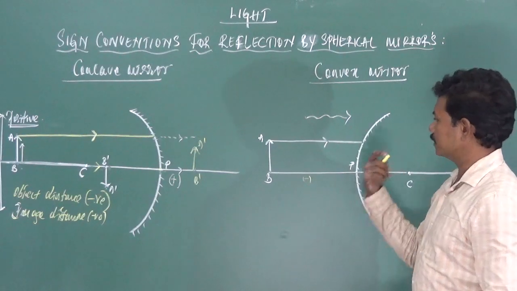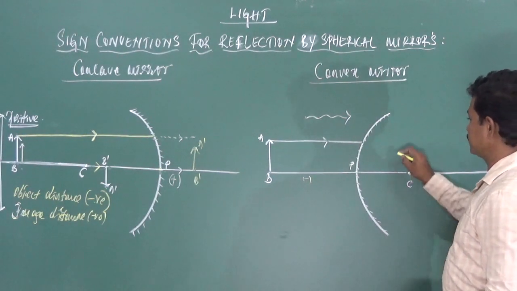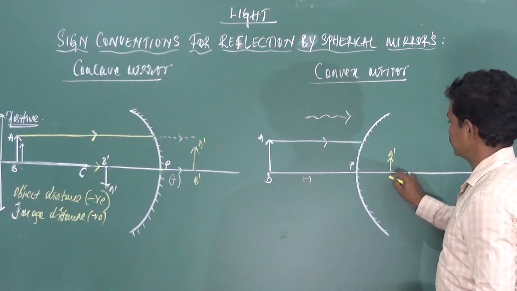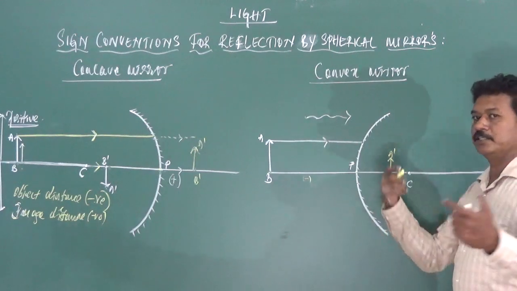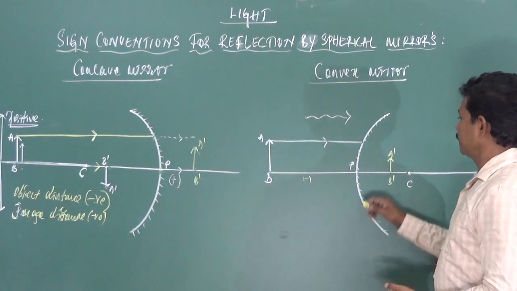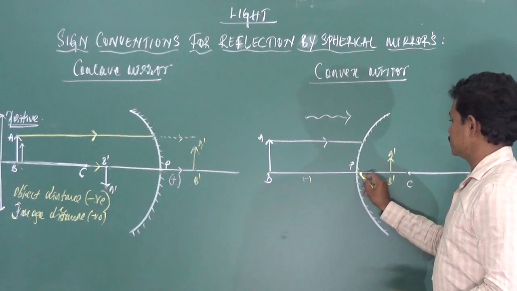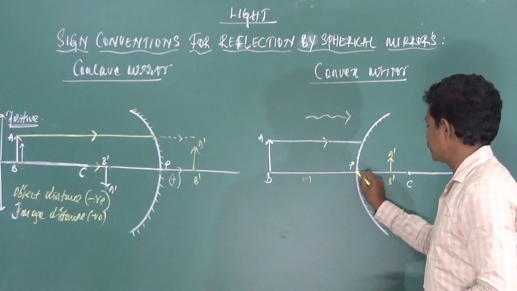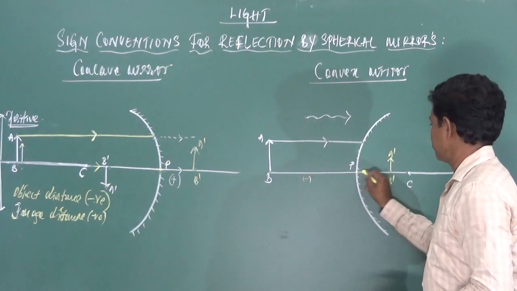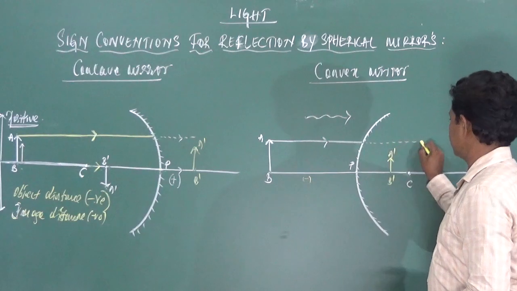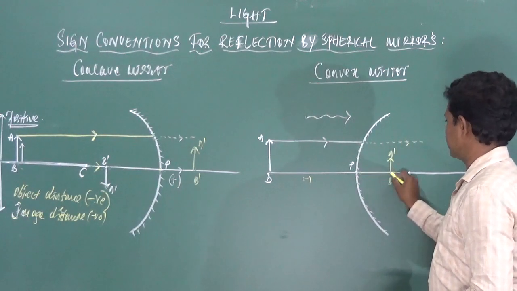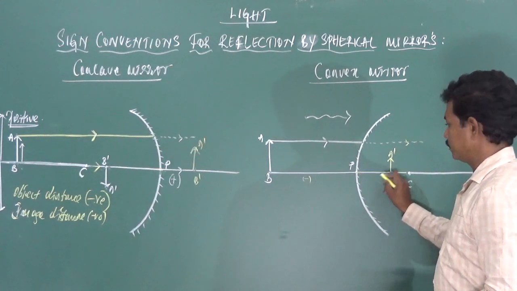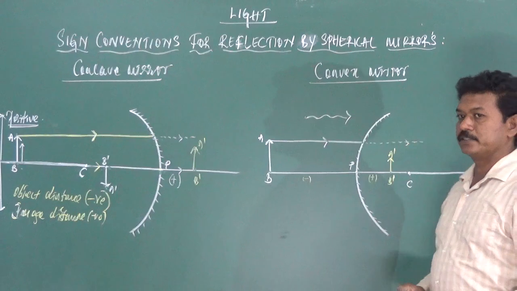Okay. Let us imagine the image is formed somewhere here. Image is formed, that is A dash, B dash. Now, I want to measure the distance of the image from the pole of the mirror. If I measure this distance from the pole, I am measuring something along the direction of the incident light rays. Incident light rays are going in this direction, and I am measuring in the same direction. Therefore, this value will be positive.